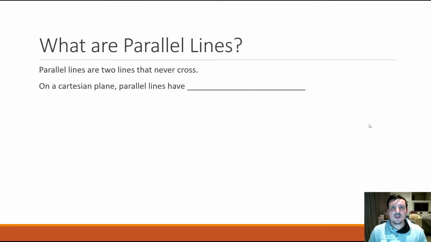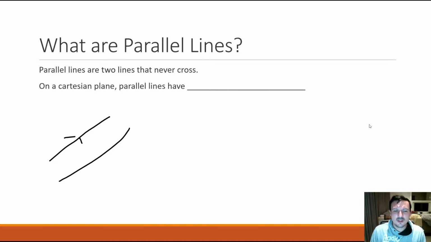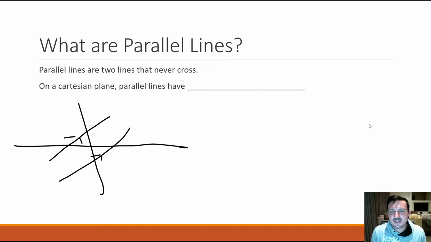So let's have a look at parallel lines. Parallel lines are two lines that never cross. So we have 1, 2, not very good parallel lines, but for the sake of the explanation, they are parallel. On a Cartesian plane, parallel lines have the same gradient.